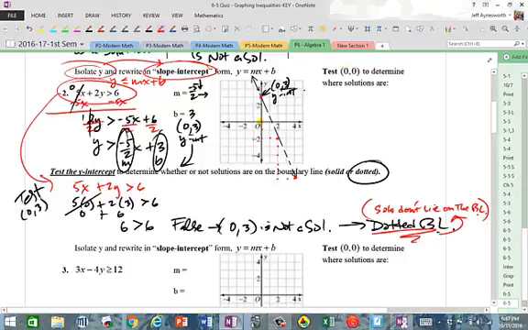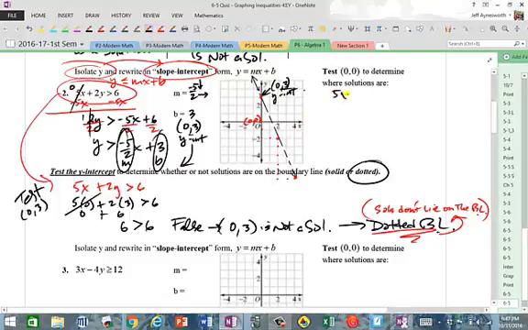You got to test the origin. Not that you have to test the origin. You can test any point you want. However, this is the easiest point to pick, right? So if it is a solution, we'll shade below because the origin's below the boundary line. If it's not a solution, they're on the other side and we'll shade above. All right, that's all you do.